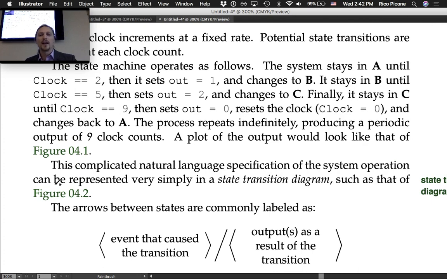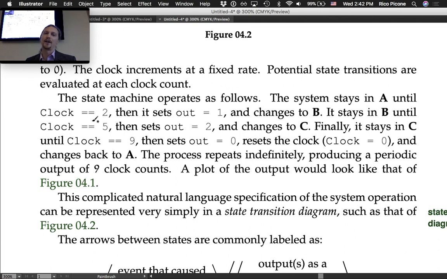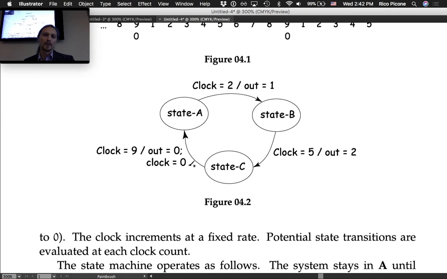So this complicated natural language specification, which was this last paragraph where I say, okay, when clock is 2, set the output to 1, etc. And even that diagram can be represented more simply in a state transition diagram, such as that in Figure 4-2. So this diagram, I think, is a little easier to understand.